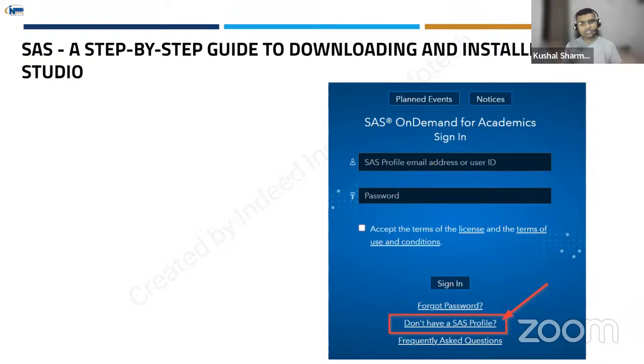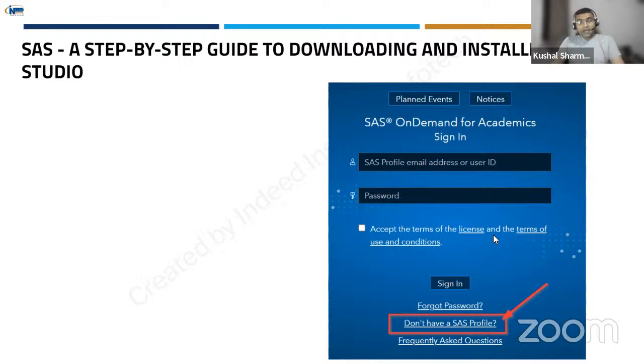But if you are doing it for the first time, then you don't have an account. So what you need to do is click here, Don't have a SAS profile. Just understand, okay? And you can keep following along with me. Even if you miss something because I have moved ahead, just go back, move the video back in time, watch that again and do it. So you can do it live.